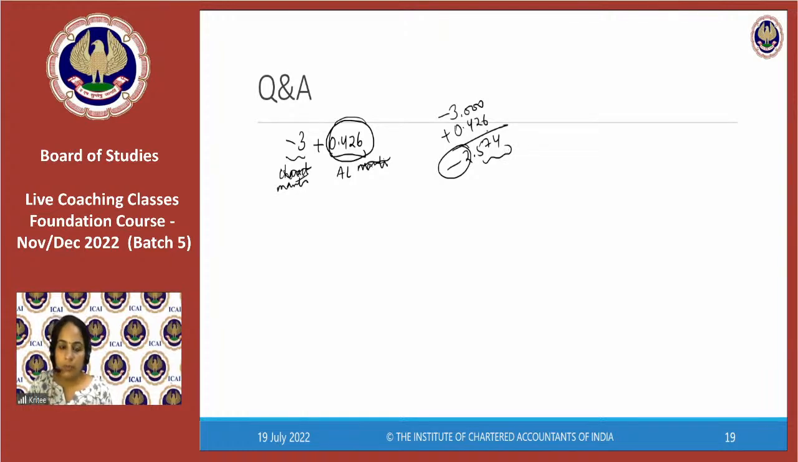Okay, Parinita. So we need to keep this part positive, and whatever the other part is, it can be negative. Okay. So this other part can be negative.